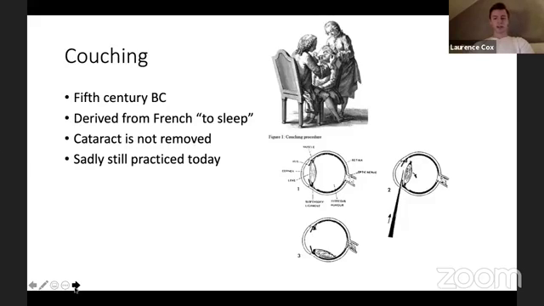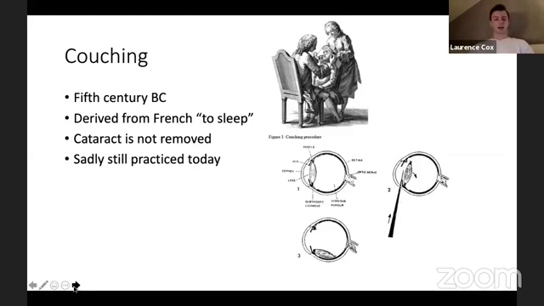As I mentioned earlier, the earliest records that we have of this are the 5th century BC. And in fact, the cataract is not actually removed, as you can see in the bottom right here. Rather, a needle is inserted through the cornea, and the cataract is basically pushed back into the posterior chamber, and it just sits in the vitreous. The patient's obviously left aphakic.